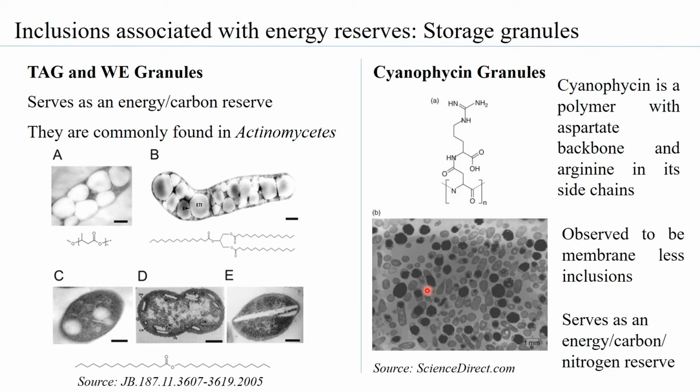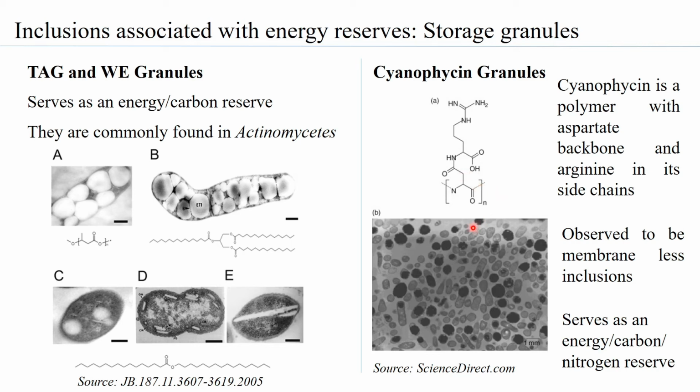And they also serve as energy, carbon, and also nitrogen source, because arginine is rich in nitrogen. So therefore, it serves as either energy, carbon, or nitrogen reserves. Now, both the TAG and the wax ester granules and the cyanophycin granules again are formed by bacteria when there is excess of the monomer of the polymer present, but there is a limiting nutrient.